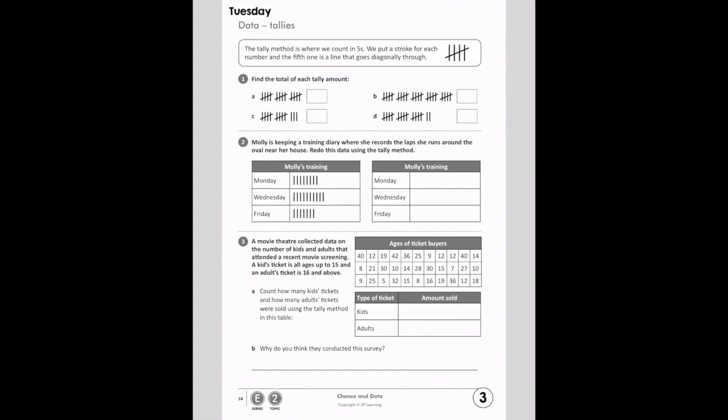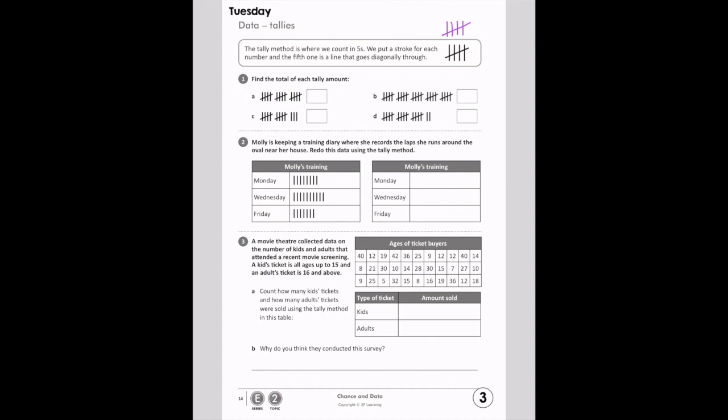In today's activities, our first task is to practice our tallies. Now, what are tallies? They're used to represent our counting. So a tally method is where we count in fives. We put a stroke for each number, and then the fifth one is a line that goes diagonally through. So 1, 2, 3, 4, 5. Okay? This helps us count data a lot faster.